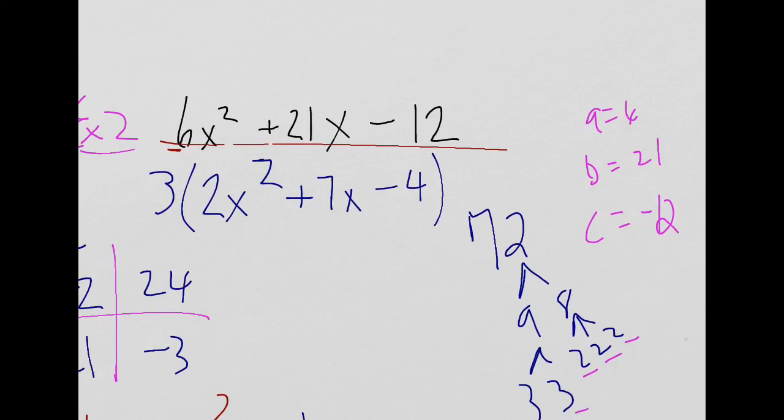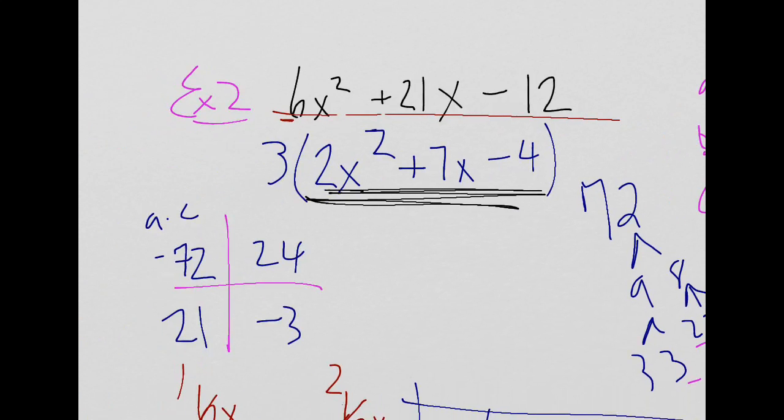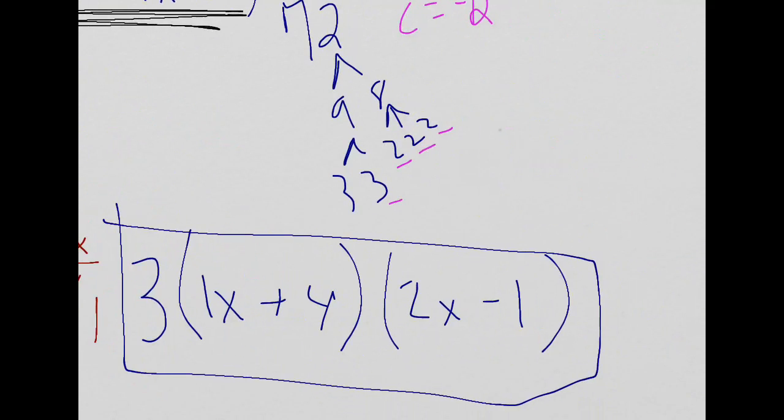So really we could have pulled the 3 out at the beginning and just factored this right here if we wanted to. That would change our signs and our numbers over here, but our ultimate end goal would still give us this right here. So whether you pull the 3 out at the beginning or at the end, it doesn't matter.